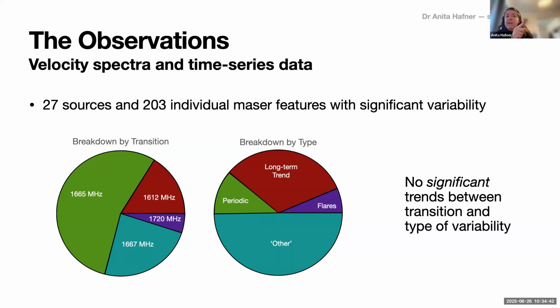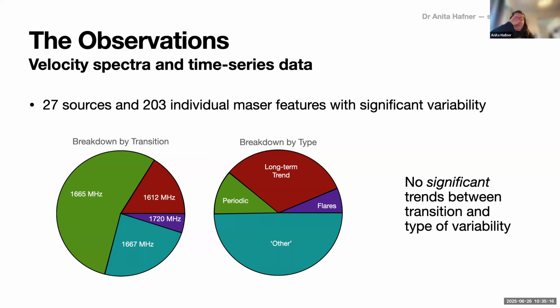But interestingly, we found variability in the 1612 and 1720, because they're not really expected in the high mass star forming regions. They're not typical. They're not unheard of, but they're not typical. So to have a really, really big chunk of variable 1612 megahertz masers is an interesting result from this. Again, maybe for somebody else to analyze the data to find out what that is. We also tried to categorize the variability that we saw into some broad types.